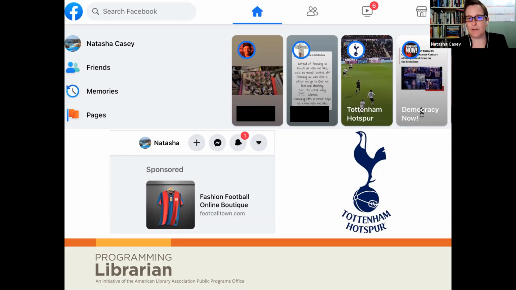And then I'll get these adverts, right? Sponsored content around fashion, football, online boutique, which is a weird way of saying they're trying to sell me some football jerseys. So this is a pretty innocuous example, right? So cookies and algorithms basically work because of what I've already fed into the internet machine, and that can be helpful, right?